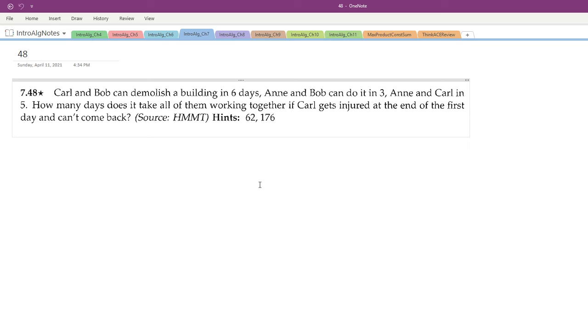So A and B can demolish the building in 6 days, B and C can do it in 3 days, and A and C in 5 days. So how many days does it take all of them working together if C gets injured at the end of the first day and cannot come back to work? So this is a working efficiency issue, okay?